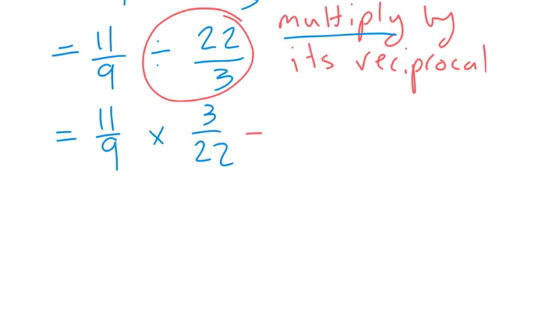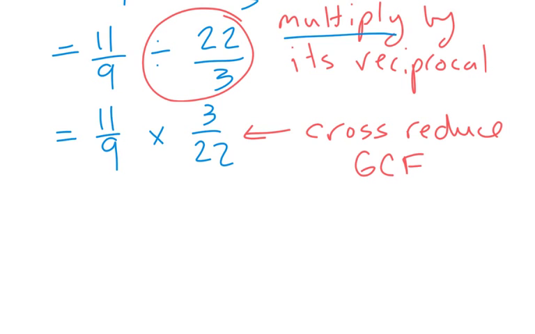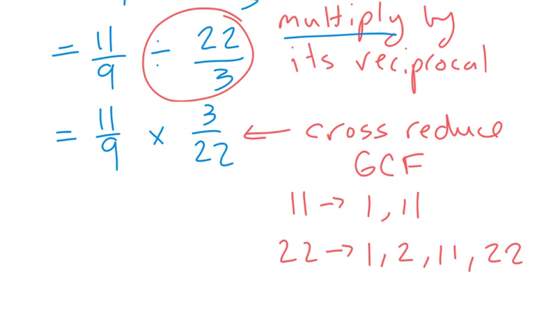At this point, we want to see if we can cross-reduce. Remember, cross-reducing makes life a lot easier for us. Remember, we want to find the greatest common factor of the numbers which are across from one another. So that would be 11 and 22 and 3 and 9. So let's first look at 11 and 22. The factors of 11 are 1 and 11, making it a prime number, whereas the factors of 22 happen to be 1, 2, 11, and 22. You'll notice that the greatest common factor happens to be 11. What are we going to do with this 11? We're actually going to divide 11 by 11, and we're going to divide 22 by 11.